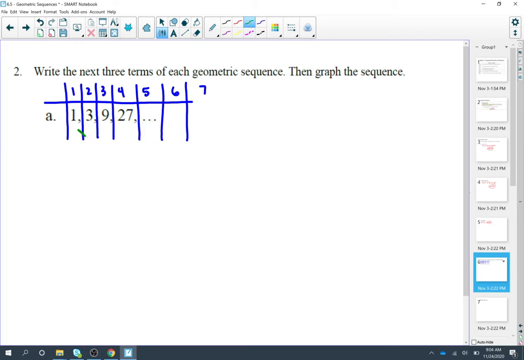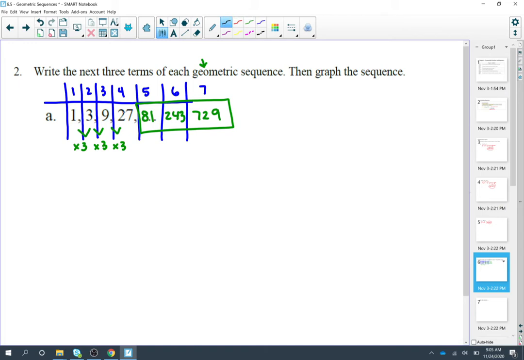So from 1 to 3, and they specifically told you it's geometric. So if it's geometric, I know I'm multiplying. So I multiply by 3. 3 to 9, multiply by 3. 9 to 27, multiply by 3. So grab your calculator. 27 times 3 is 81. Times by 3 again is 243. Times by 3 again is 729. So the first part where it says write the next three terms of the pattern, you would write 81, 243, and 729. Then they're going to tell us to graph this.